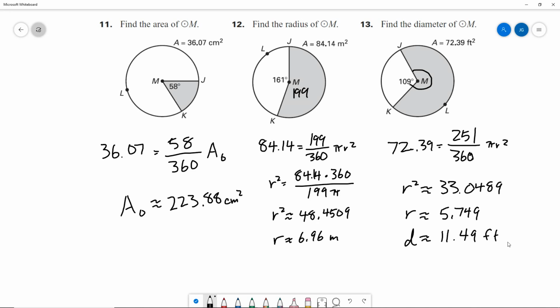So there we go. That is an overview of how to figure out the area of a sector of a circle, and then take the area of a sector of a circle and figure out the radius or the diameter or the area of the entire circle.